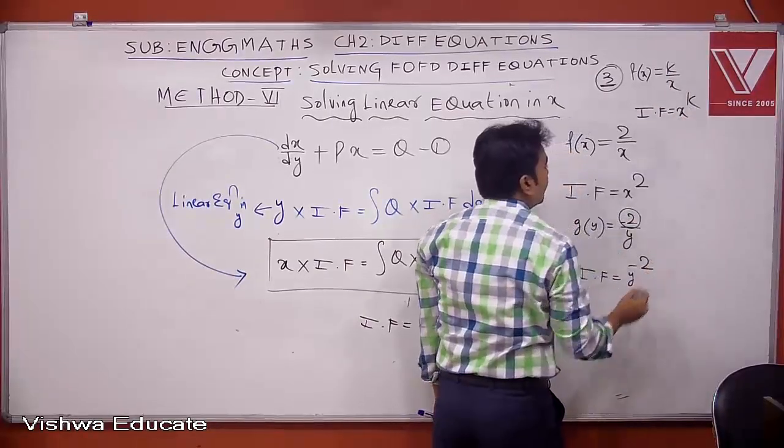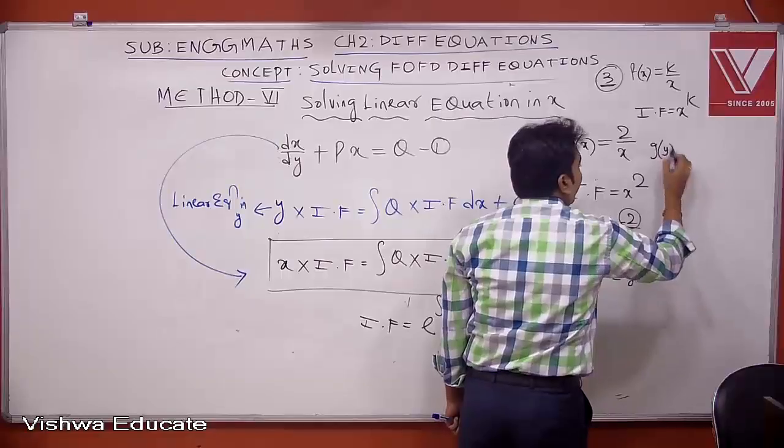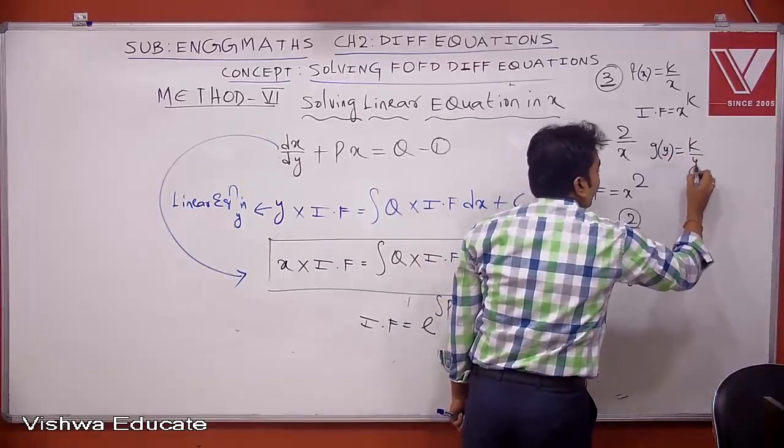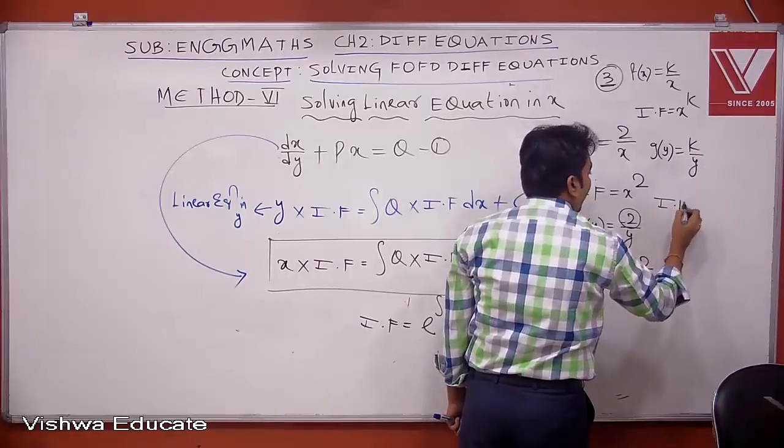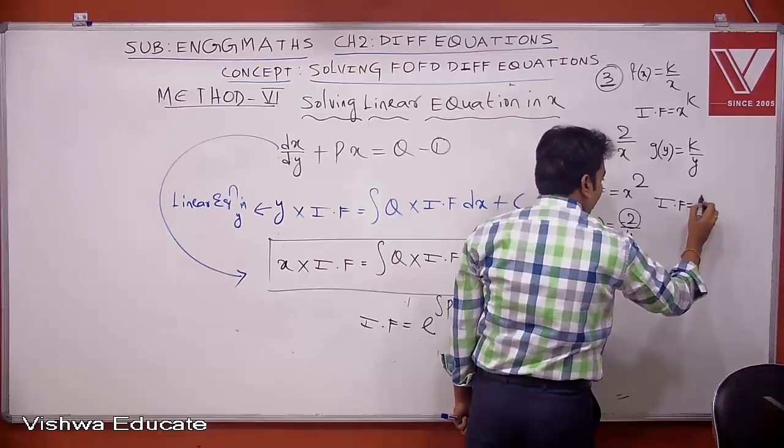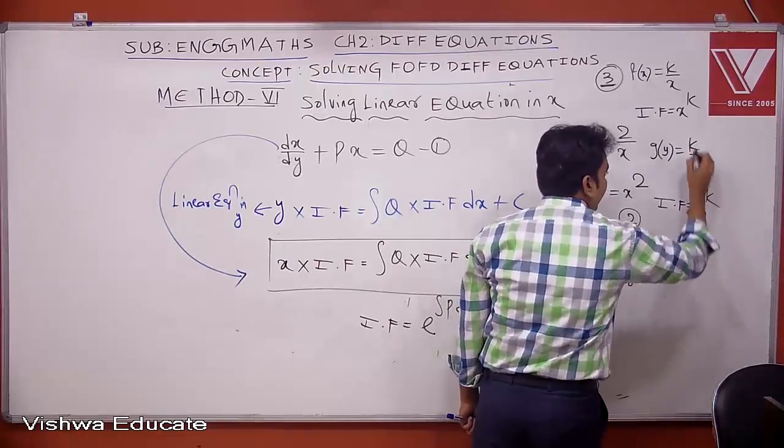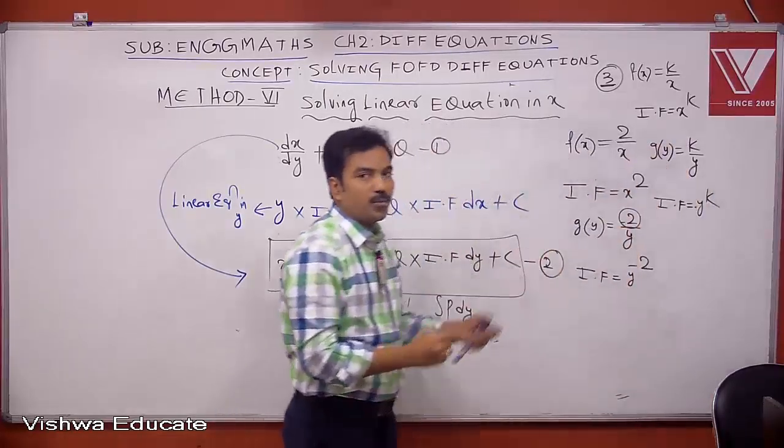power k. Similarly, whenever g of y equal to k by y for some constant k, then my integrating factor is y power k. Here k is some constant. Note these points.